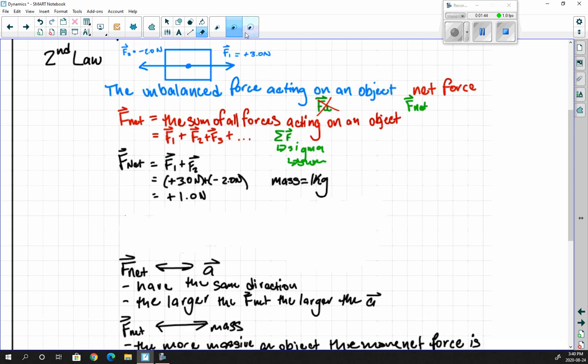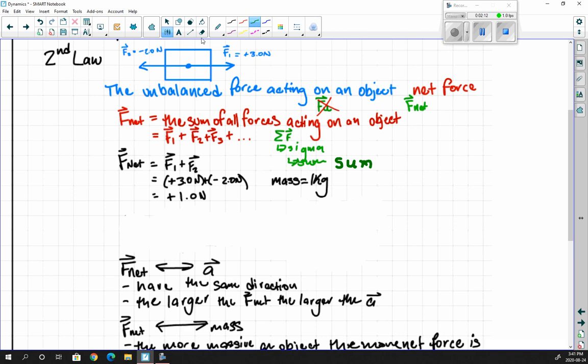Now, another way of expressing this mathematically is by using this symbol right here, sigma, which is the mathematical way of saying there's a sum. We're adding things together. You might have learned sequences and series in math class, right? This is just a series. So net force is the series where you add up all the forces.